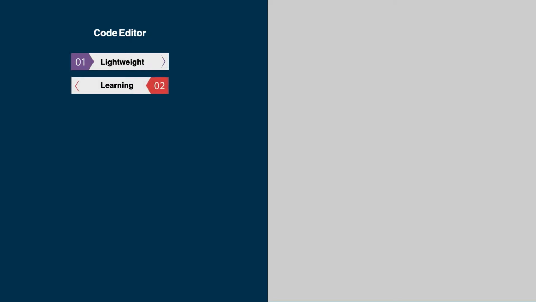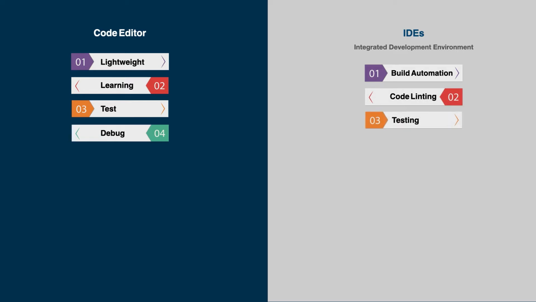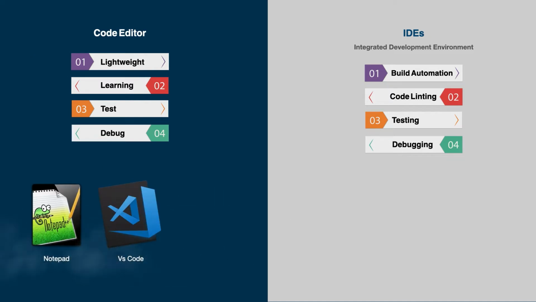However, once a program gets larger, you actually need to test and debug your code, and this is where IDEs come in. IDE is short for Integrated Development Environment, because it understands your code much better than a code editor. It usually provides features such as build automation, code linting, testing, and debugging. Using an IDE can significantly speed up your work and development, but the downside is that IDEs can be complicated to use. Some examples of code editors are VS Code, Notepad, and Sublime Text.